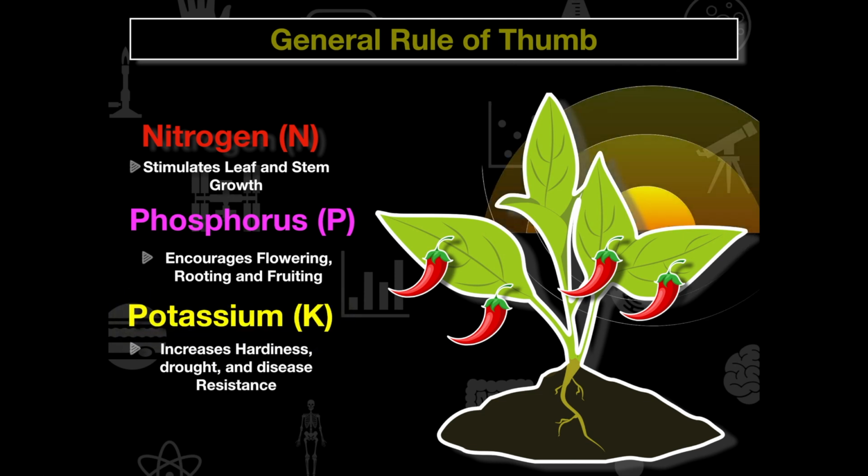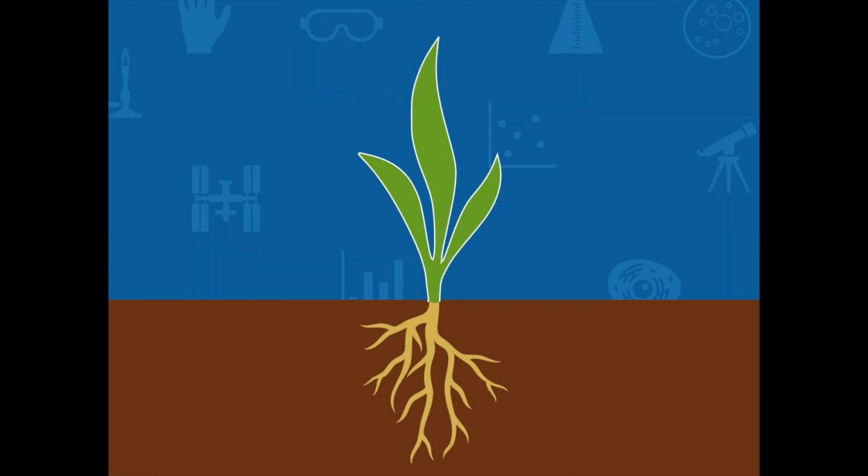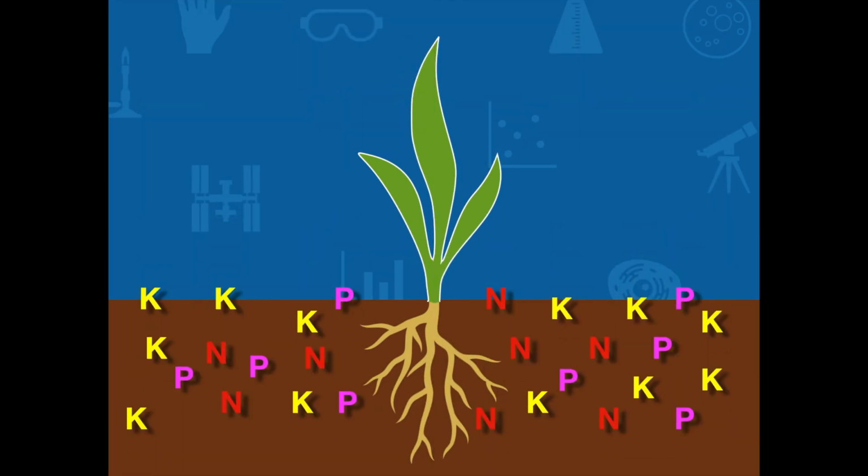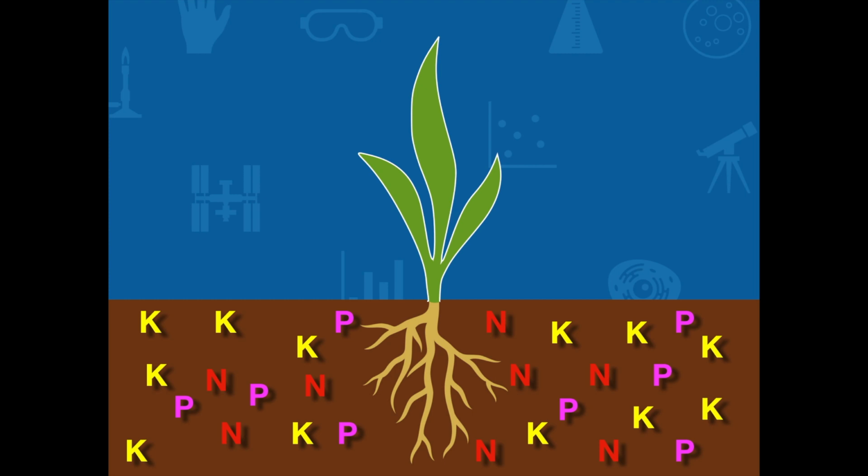And then lastly, the potassium is going to increase the hardiness against drought and disease. So if there was a really hot summer or there was some sort of disease going around, this potassium is really going to help fight off whatever it is that's trying to prevent the plant from growing healthily. Now, the reason that we test the soil is because each one of these nutrients is going to interact differently with the plant.